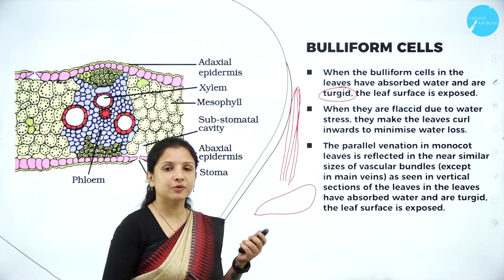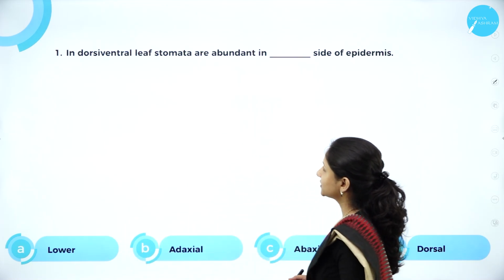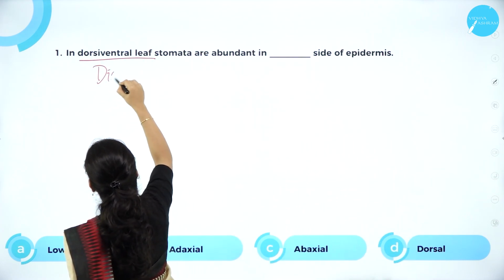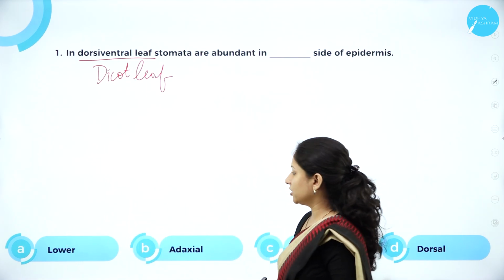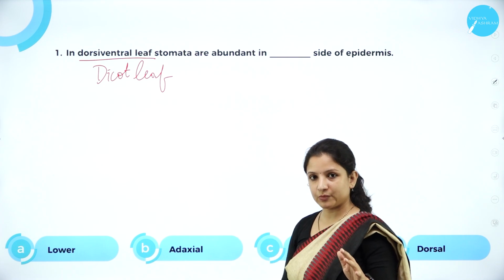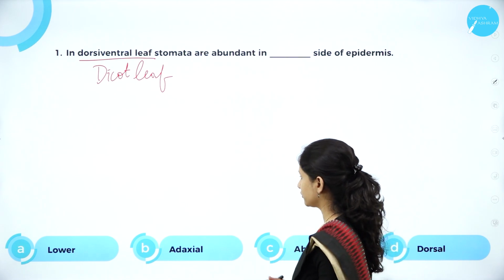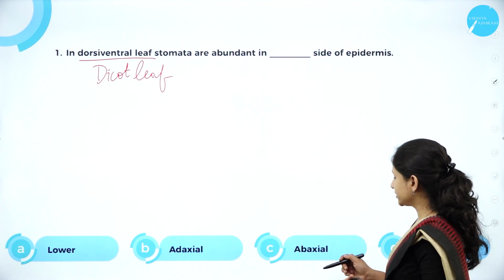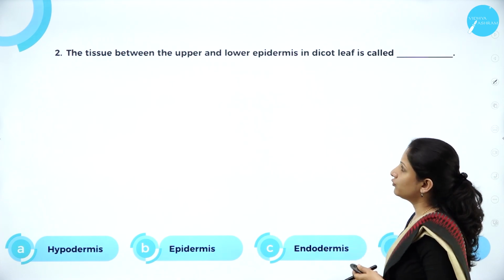So now we know the difference between the dicot and the monocot leaf. Let's move on to the MCQs. In a dorsiventral leaf, meaning what does dorsiventral leaf mean? It is nothing but a dicot leaf. Stomata are abundant in dash side of the epidermis. We know that the stomata are not equally distributed. The upper side will not have the stomata, the lower side will have the stomata. So here we can choose the answer as abaxial epidermis, that is, the lower side of the epidermis will have more stomata.